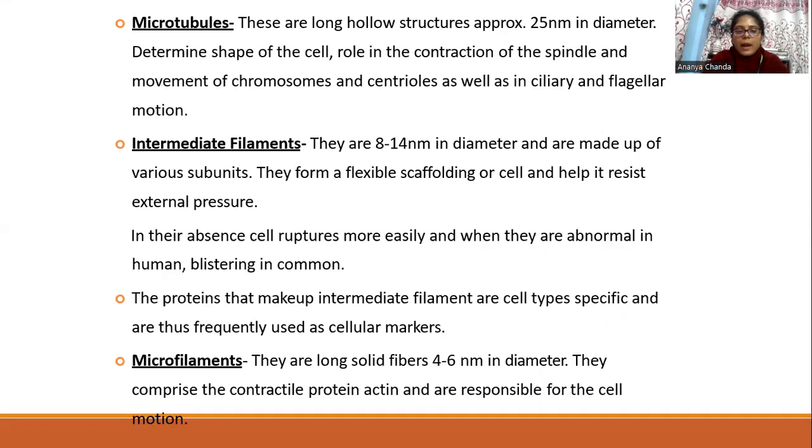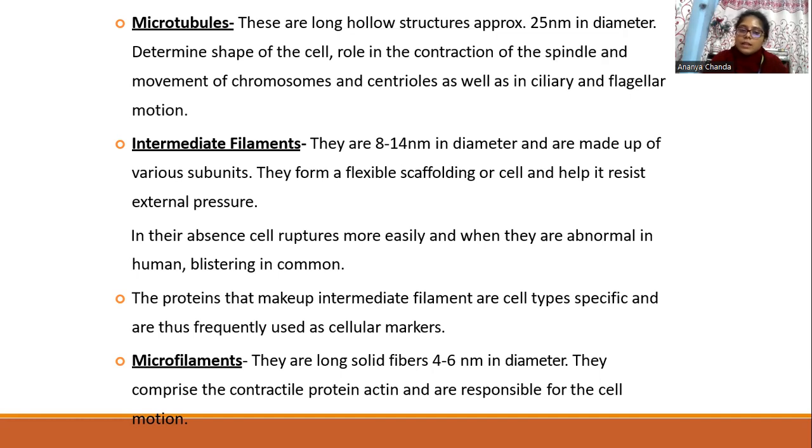Then comes the microtubules. These are long hollow structures with a diameter of 25 nanometers. They determine the shape of the cell, play a role in the contraction of the spindle and the movement of the chromosomes and centrioles, as well as in ciliary and flagellar motion.